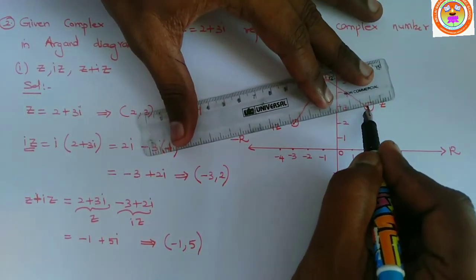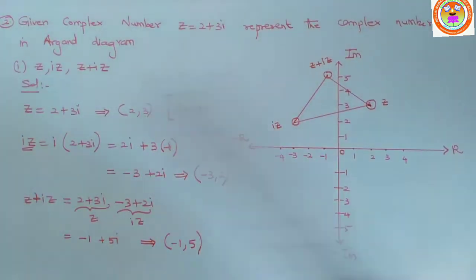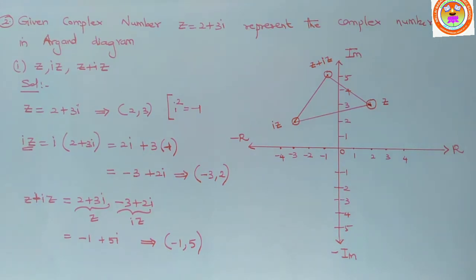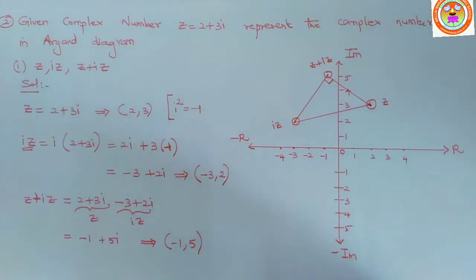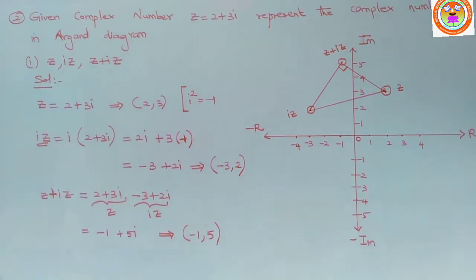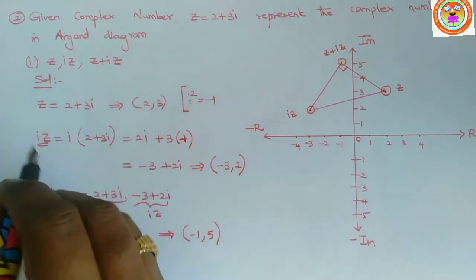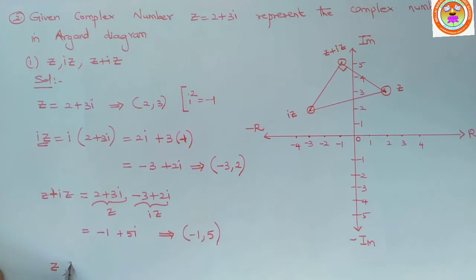We need to join these points. After joining the points, we have formed a triangle. If you check, this is nothing but a right angle triangle. So the last conclusion we need to write: z, iz, z plus iz form a right angled triangle.